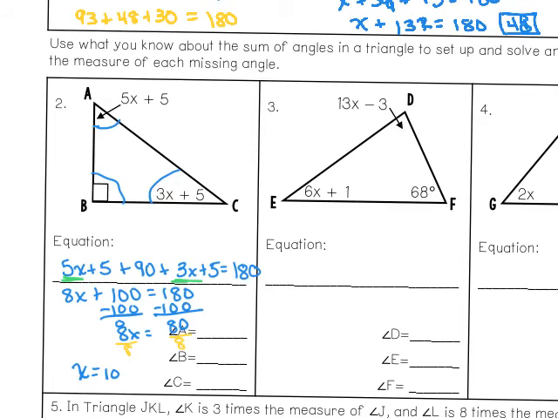But what's the measure of angle A? Well, if x is 10, 10 times 5 is 50 plus 5. The measure of angle A is 55 degrees. We know that this is 90. We can either substitute 10 in for x, or we can just add these and figure out what's left over. Let's substitute 10 for x. So 3 times 10, because x is equal to 10, plus 5 is 30 plus 5, which is 35. So angle A is 55 degrees, angle B is 90 degrees, and angle C is 35 degrees.